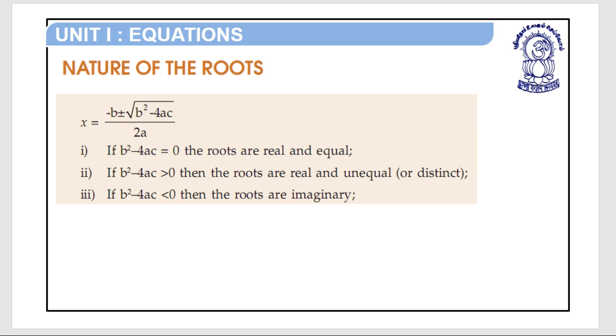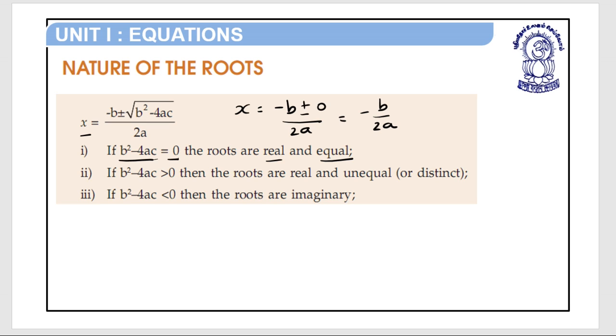Nature of the roots means the roots become real, equal, unequal, or imaginary. So nature of the roots: x is equal to minus b plus or minus under root b square minus 4ac upon 2a. If b square minus 4ac is equal to 0, the roots are real and equal. So x is equal to minus b plus or minus 0 upon 2a, so it becomes minus b upon 2a, real and equal.